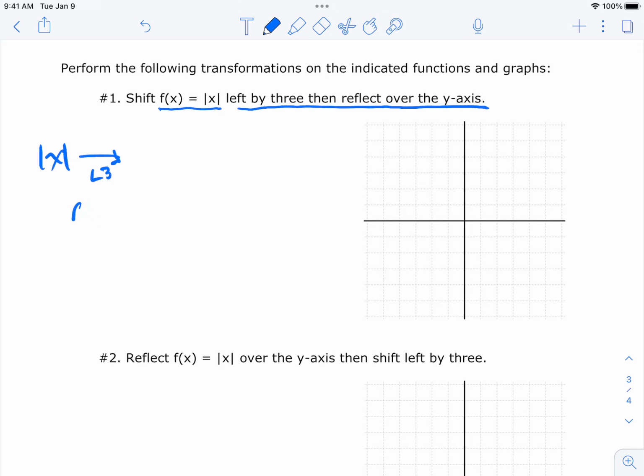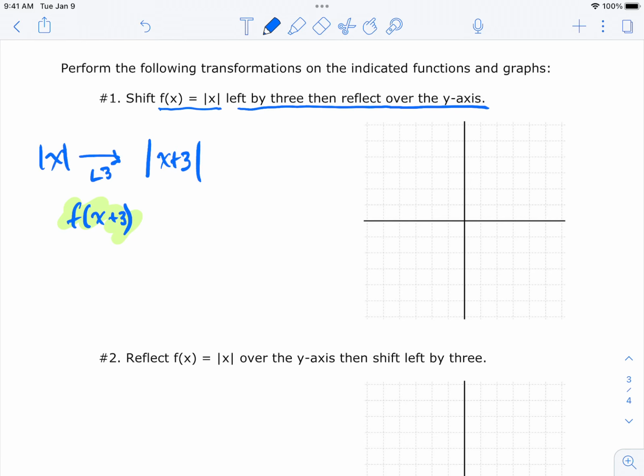If you want to go left by 3, you go inside the function, and you replace the x with an x plus 3. These are your instructions, so to speak. That's how you do a left by 3. Take whatever function you've got, go inside, change the x to an x plus 3. Okay, again, this is from yesterday. So what does that look like here? It looks like this. So the x inside has become an x plus 3 inside.